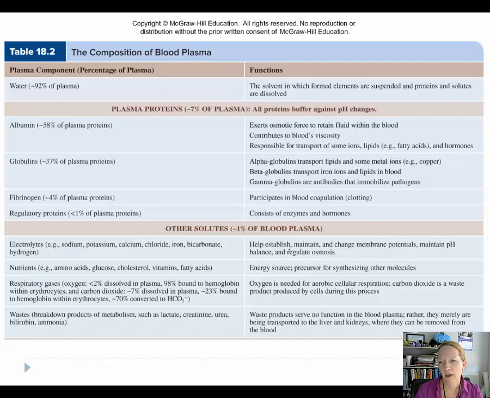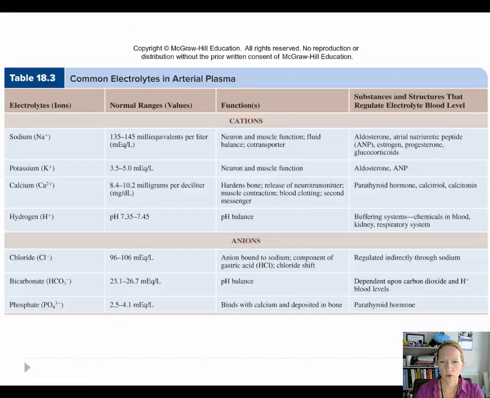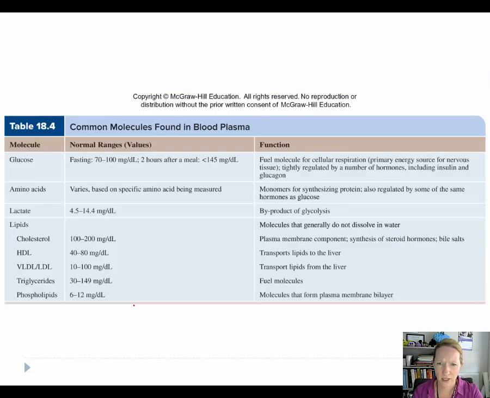But don't worry so much about the functions right now. We'll go through those as we get to them. We'll go through electrolytes in the fluid and electrolyte chapter. Hopefully you already know the functions of these nutrients. We'll go through gases and waste products later on. Again, it's going through electrolytes a little bit more. I wouldn't worry so much about that either, or all the normal ranges and functions.